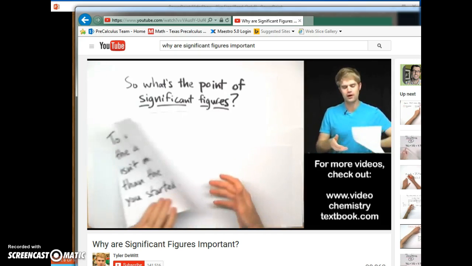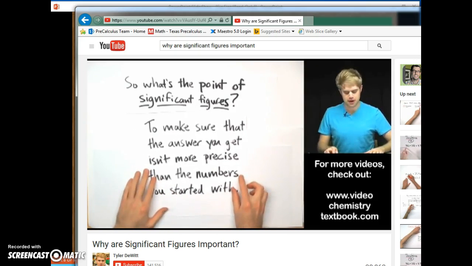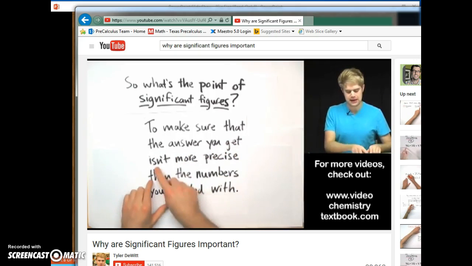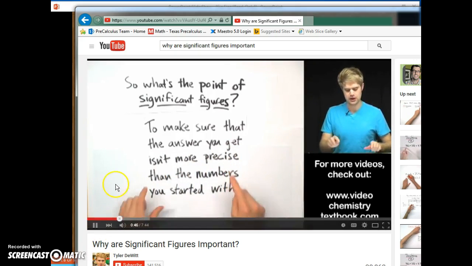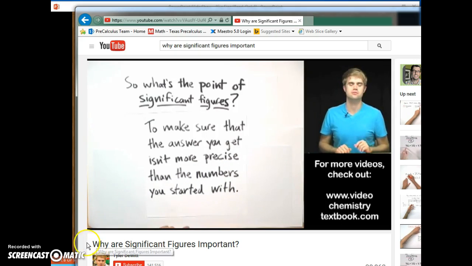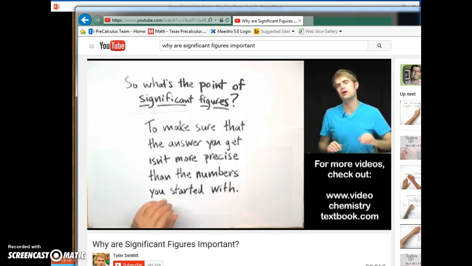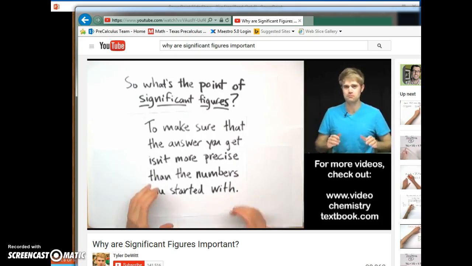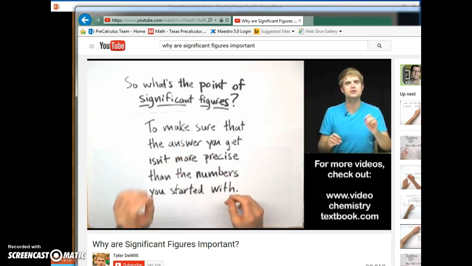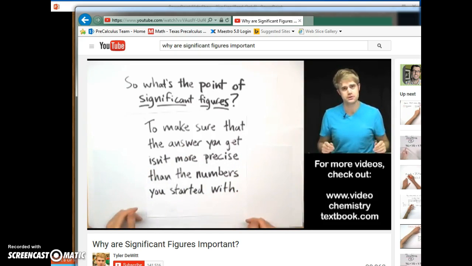The real point of significant figures is to make sure that the answer you get, like from a math problem, isn't more precise than the numbers you started out with in the first place. This is a little bit tricky, so let me tell you what I mean by it. Most of the math that we do in science is with numbers that are measurements, right?